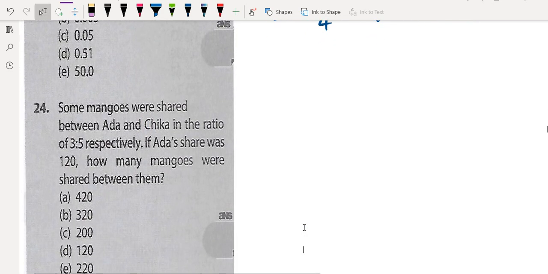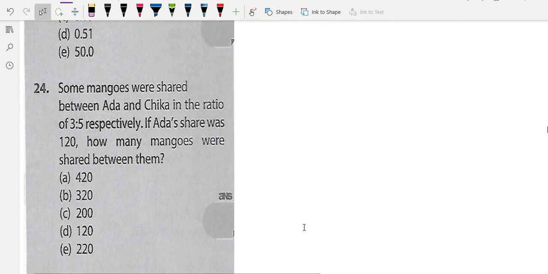Number 24. Read. Some mangoes were shared between Ada and Shika in the ratio of 3:5 respectively. If Ada's share was 120, how many mangoes were shared between them? Solve. 1 minute.